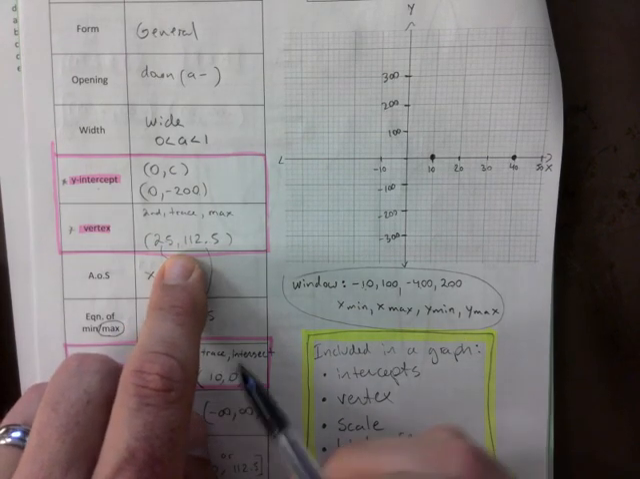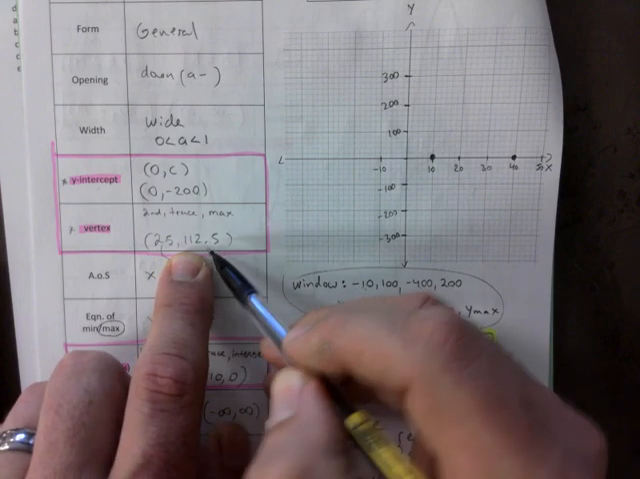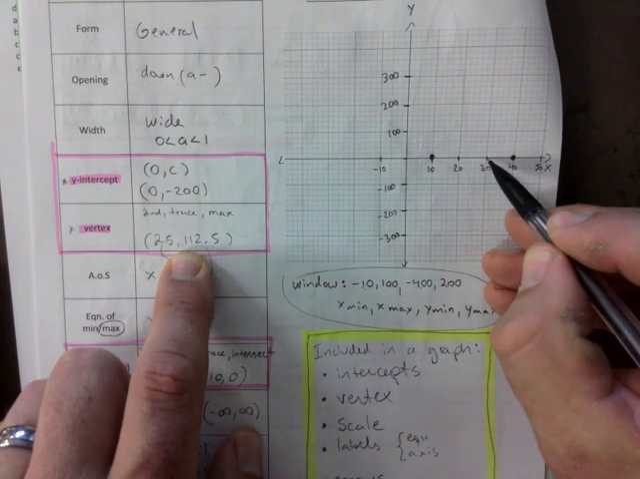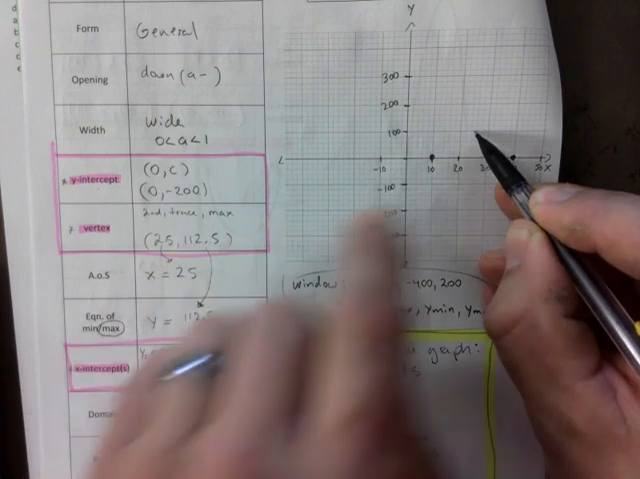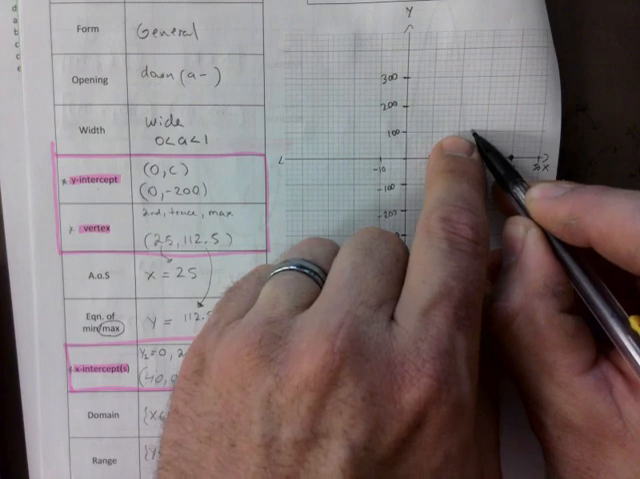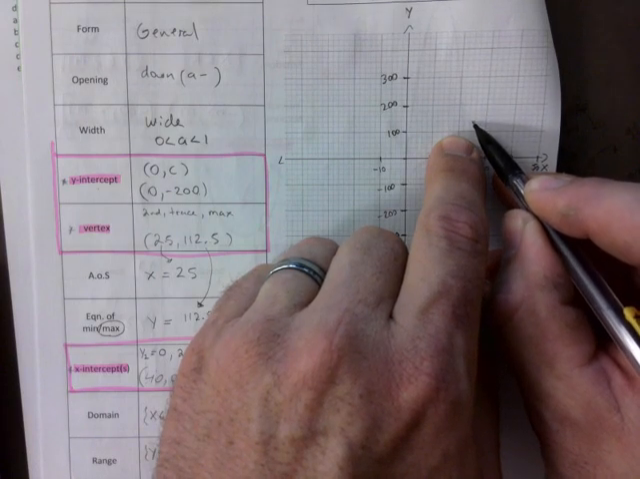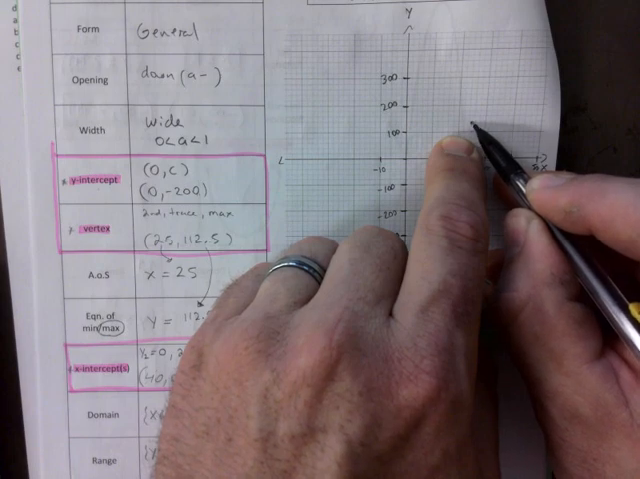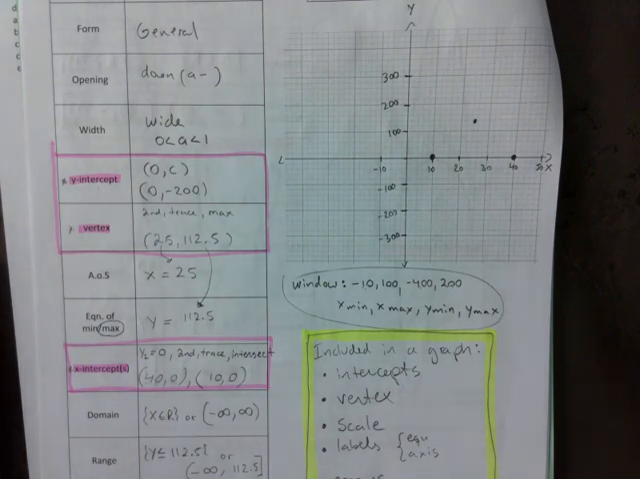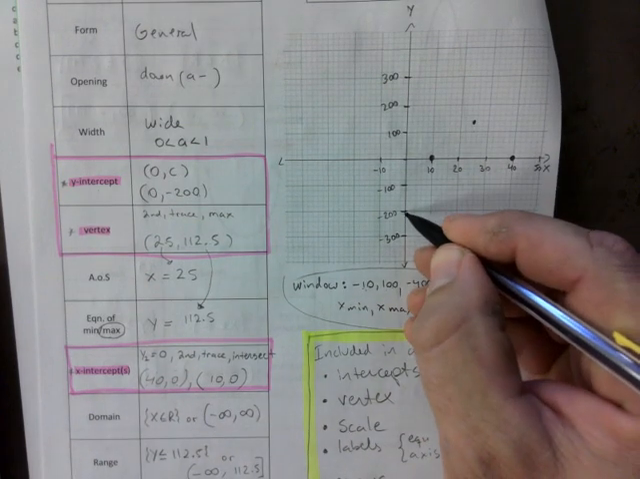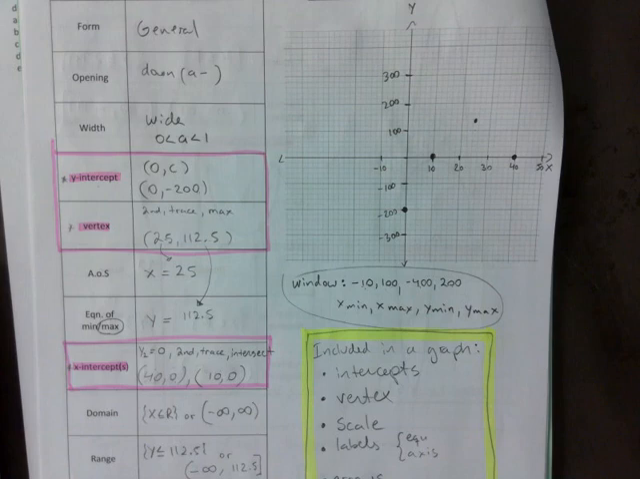We're going to plot our vertex, which is 25, 112.5. So 25 is going to be right in between 20 and 30. And then I'm just going to go up there. And this is 100. Halfway would be 150. So 112 is right about there. I'm not going to be too picky with that. If it's reasonable, just plot it down and you're good to go. And then last but not least, our y-intercept right here. And there we have everything we need.